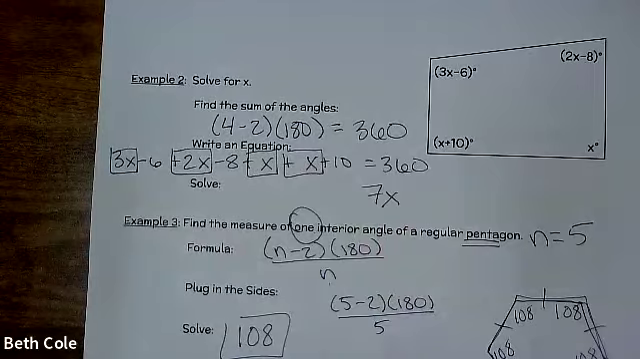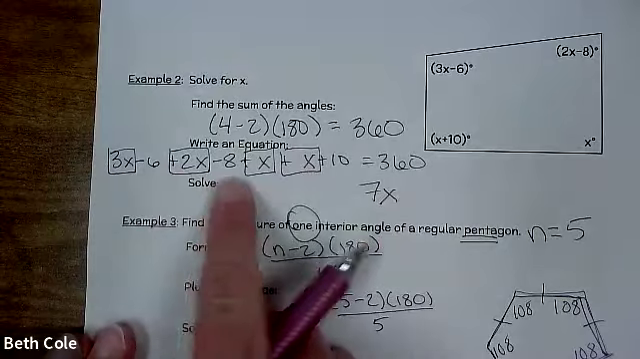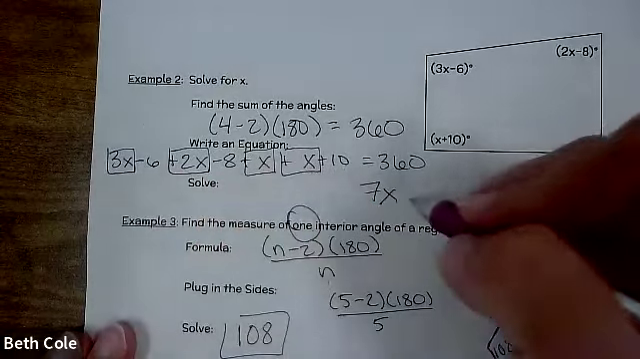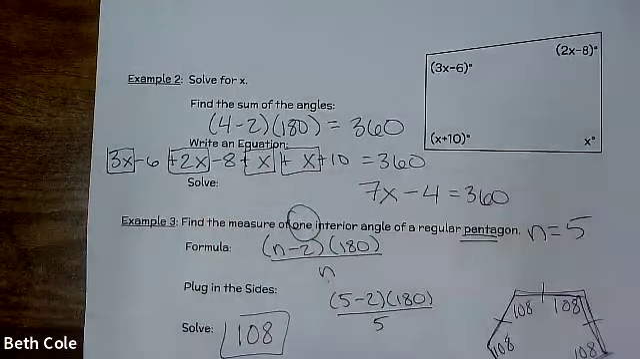That'd be 7x. And then if you combine the numbers -6, -8, and +10, that is going to give you -4. I'll do that one for you because there were some negatives in there. Equals 360.